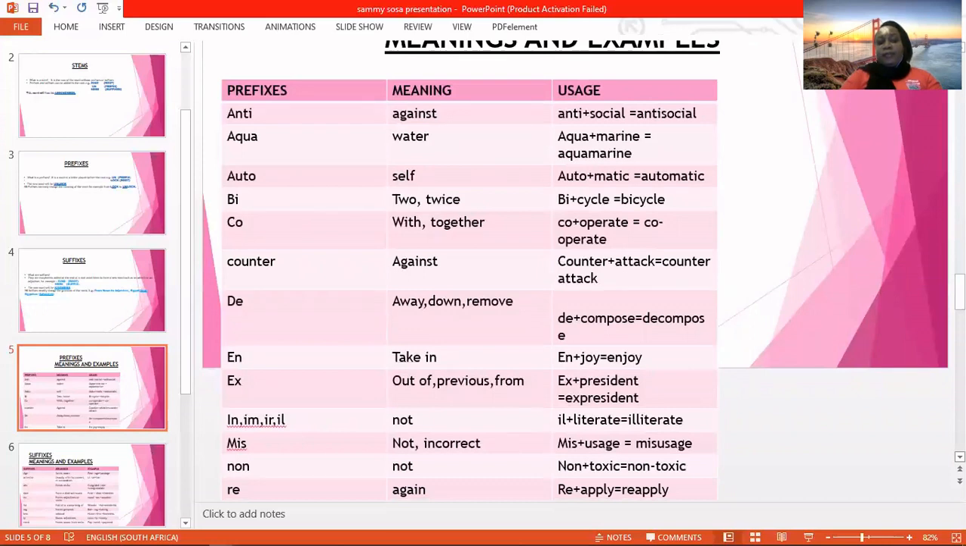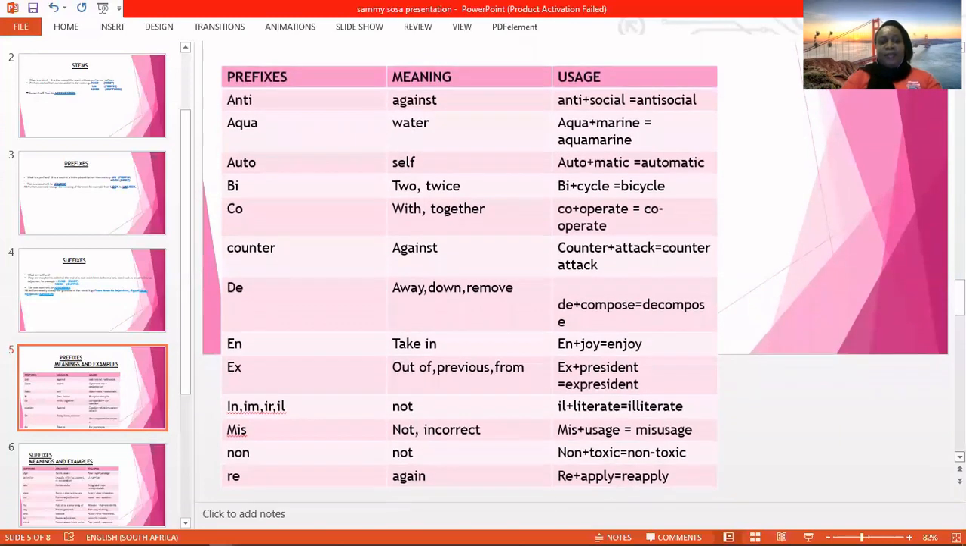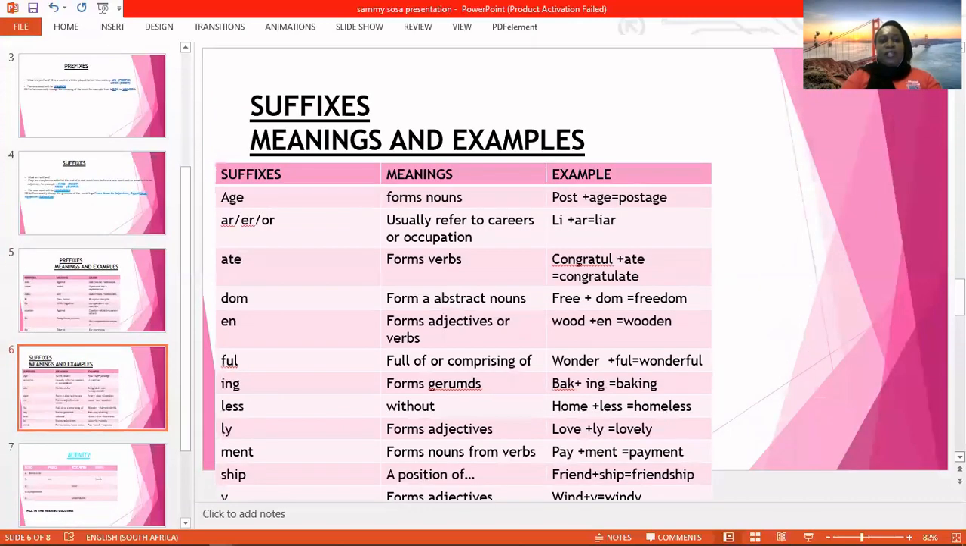Then we have re as a prefix, which means again. Re and apply will give us a new word, reapply. Or re and write, which some of us do not like usually, will give us rewrite. Re and read, reread, which means again. Those are some of the prefixes which are commonly used that I have just highlighted there.